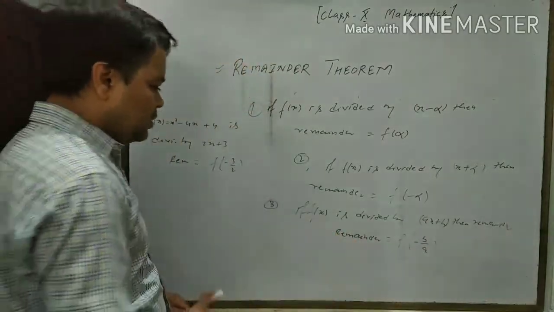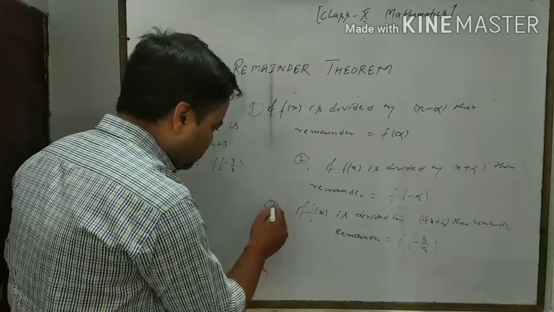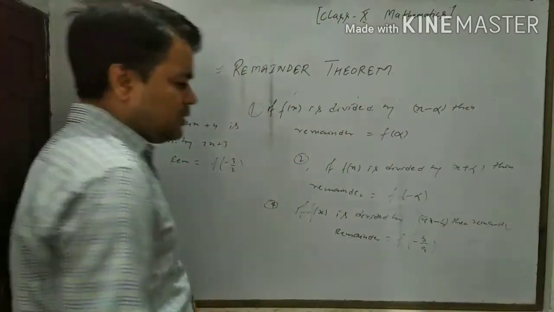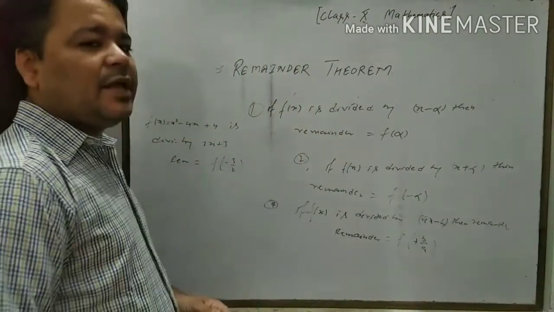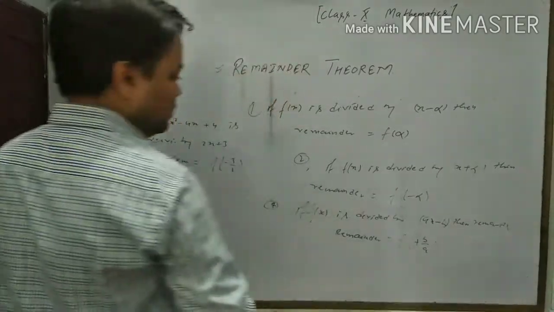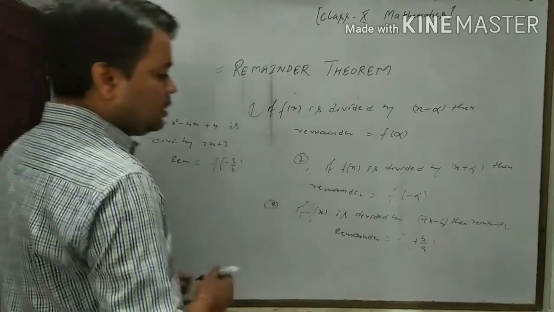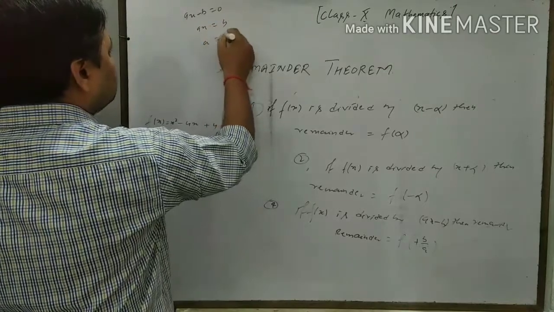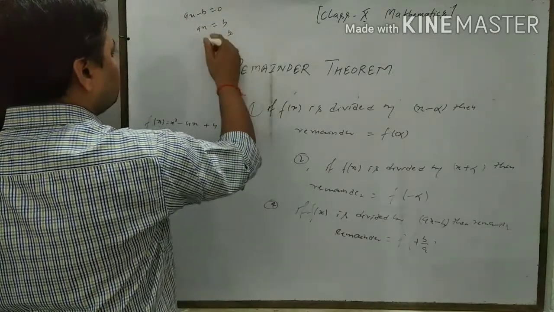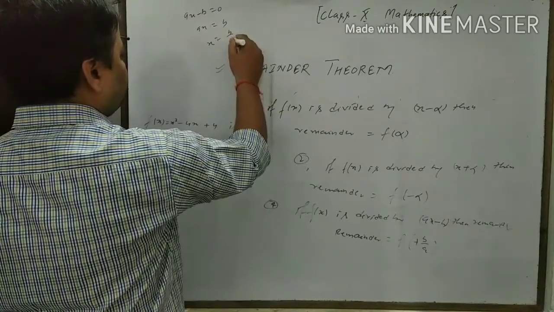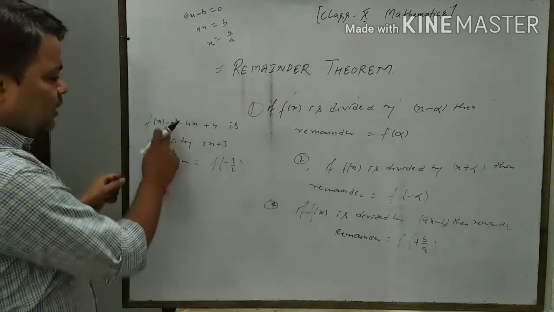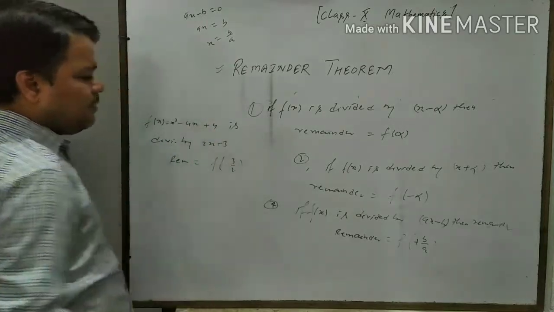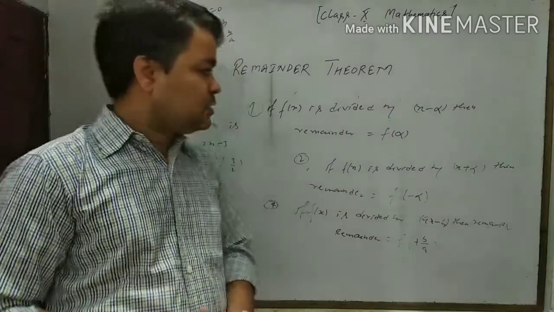Similarly, the fourth one is what? We just make a little difference for the fourth. If f(x) is divided by ax minus b, then the remainder will be f of b by a. The negative sign will not be there. And how will b by a come? Here just put ax minus b is equal to 0, ax is equal to b, and x is equal to b by a. Here also we can change the example. When x square minus 4x plus 4 is divided by 2x minus 3, then the remainder is f of 3 by 2. Okay, this is the fourth case.